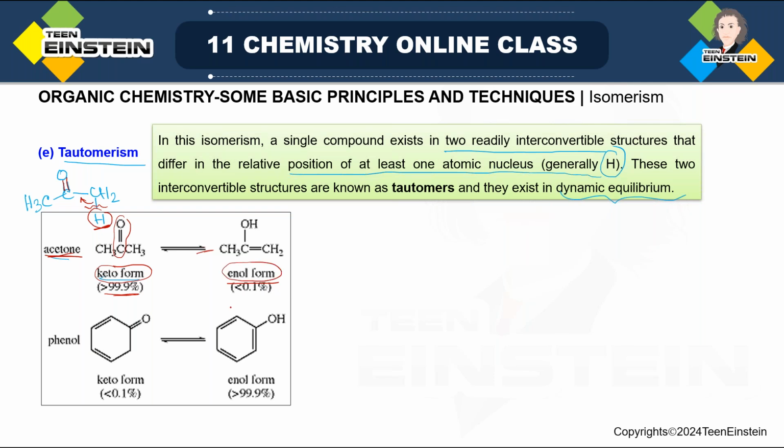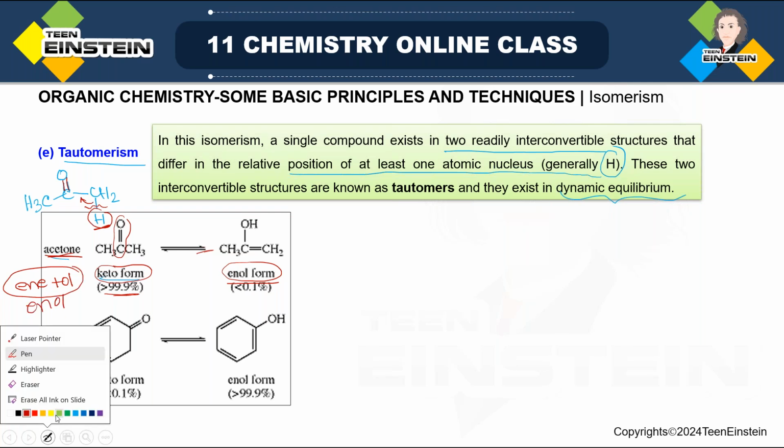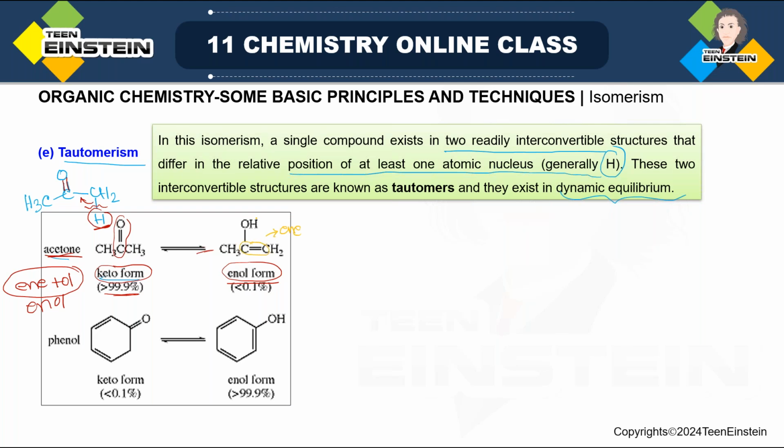Now, where is this term enol coming from? Enol is basically a combination of two terms, ene plus ol, combining together to give enol. But why ene and ol? That is because you have a C=C double bond, which is for ene, and you have OH, which is for ol. So in the same molecule you have ol and ene, and we are calling it enol. And this exists at less than 0.1%.